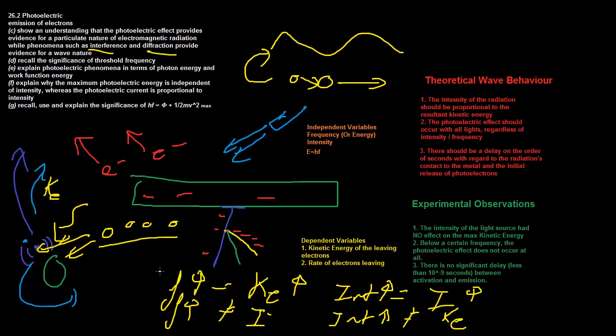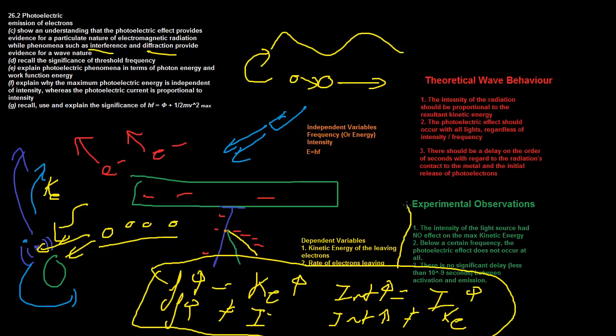But this is the idea of, you know, this stuff here. How the intensity and frequency affect the kinetic energy and the current, and the experimental observations here. And this is really what you need to know for that. These 3 points. Below a certain frequency, photoelectric effect does not occur at all. Intensity does not affect kinetic energy, and there's no significant delay. And you can also make up some more ones, like saying having a higher frequency does not affect the rate of emission, whereas in this one it would, because in this one it's all about total energy. So this kind of made us rethink light.